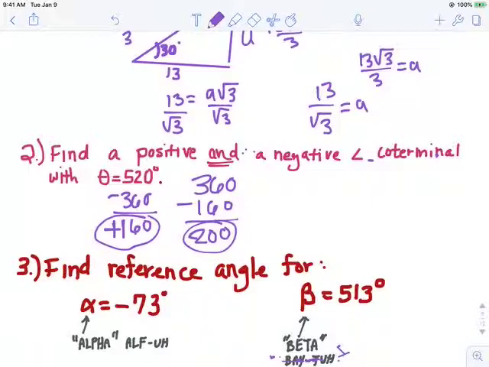Okay, so keep on going. You're good. So this one's 73 because there's 73 until you get to the 90. And this one, you can subtract 360 first. So it's 153. And then you could just do 180 minus 153. That's 27.